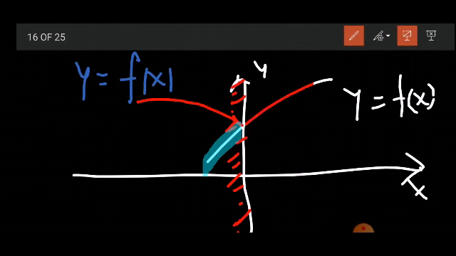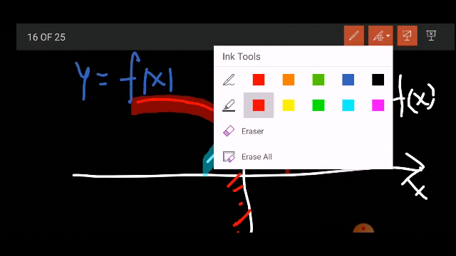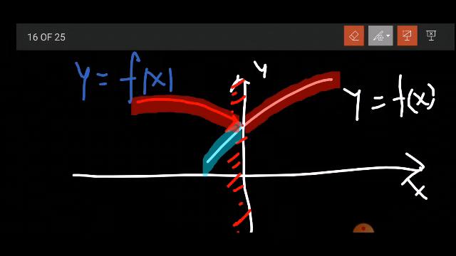So let me draw a red highlighter over here. This portion as well is part of the graph. This red highlighted portion is part of the graph. And later on we have to erase this blue portion. So this will be the graph of y equal to f of mod x. Let me erase this, and here this is the graph of y equal to f of mod x. So let's take some examples.